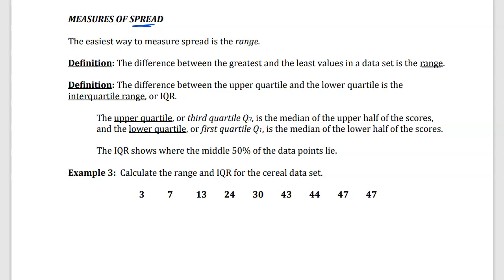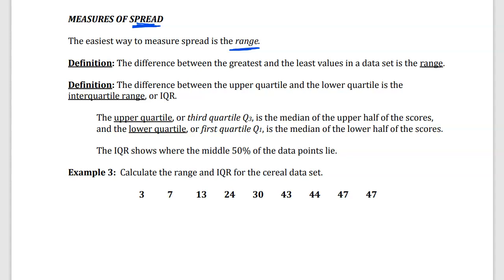Okay, we have already talked about measures of the center. Now we're going to talk about how spread out the data is. The easiest way to measure spread is the range. What's the range of the data?